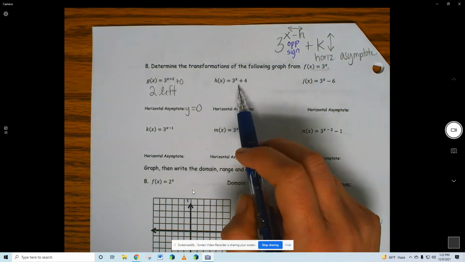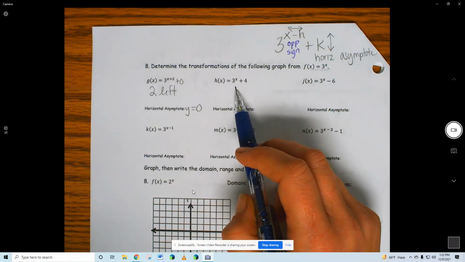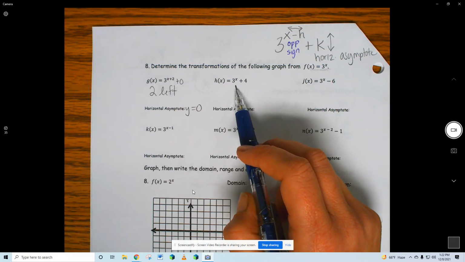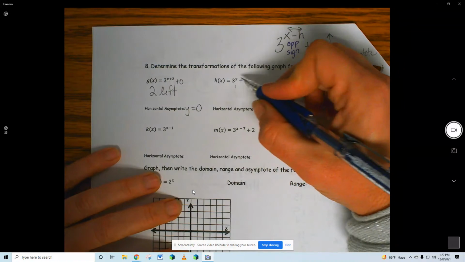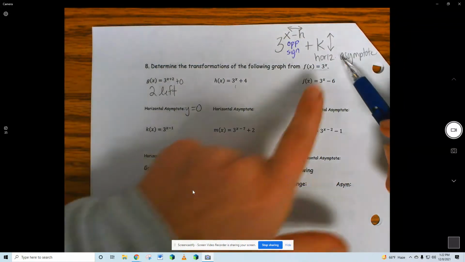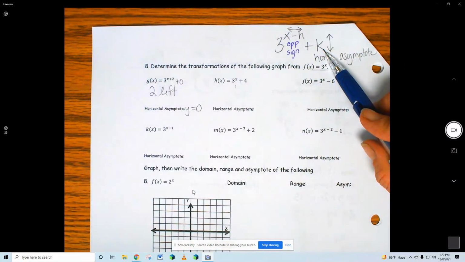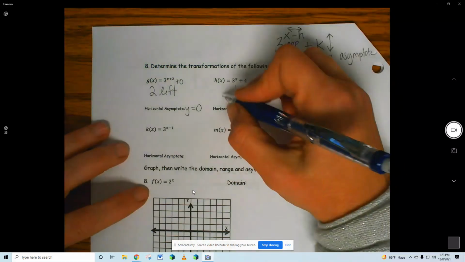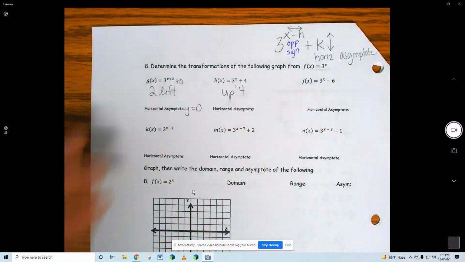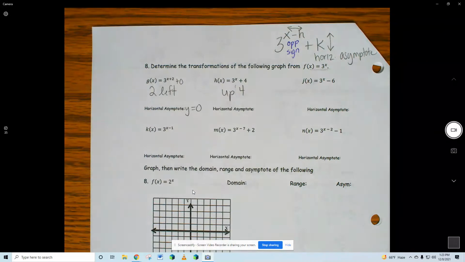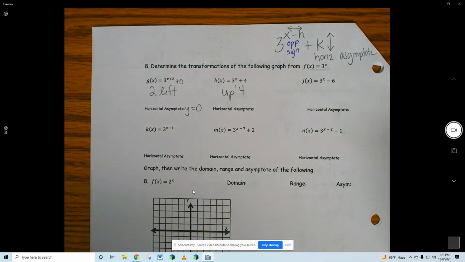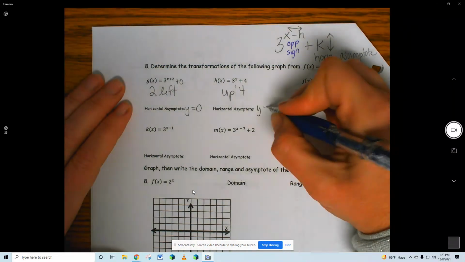All right. This one has a k. Let's do the middle. This has a k, which means it has a horizontal asymptote. No shifting left or right, but it has a plus 4 at the end. That's my k, up 4. Good job. So that k is also my horizontal asymptote. It's y equals 4.